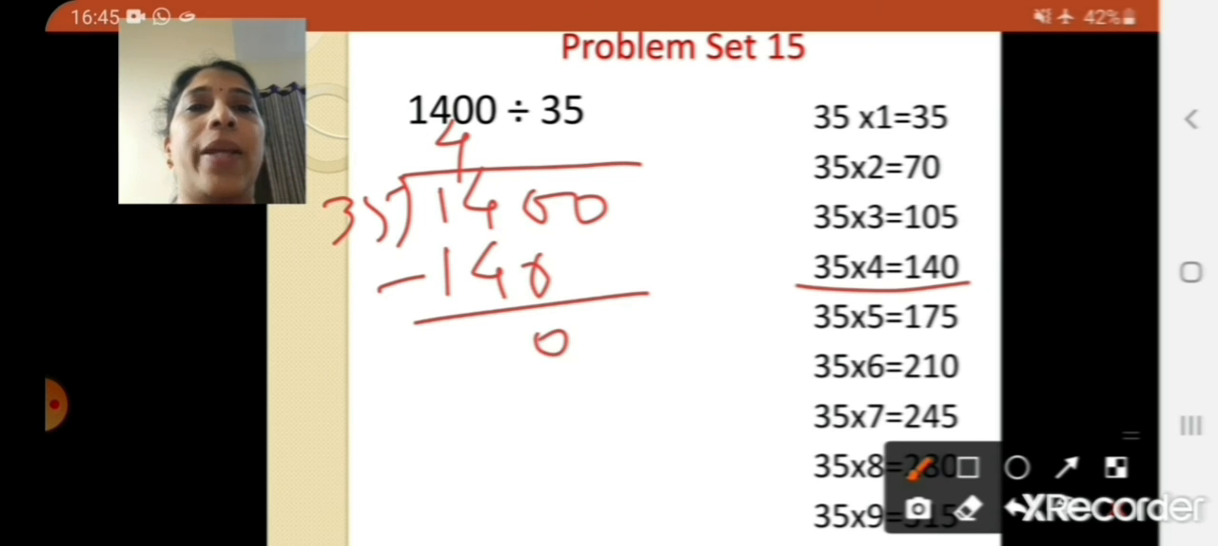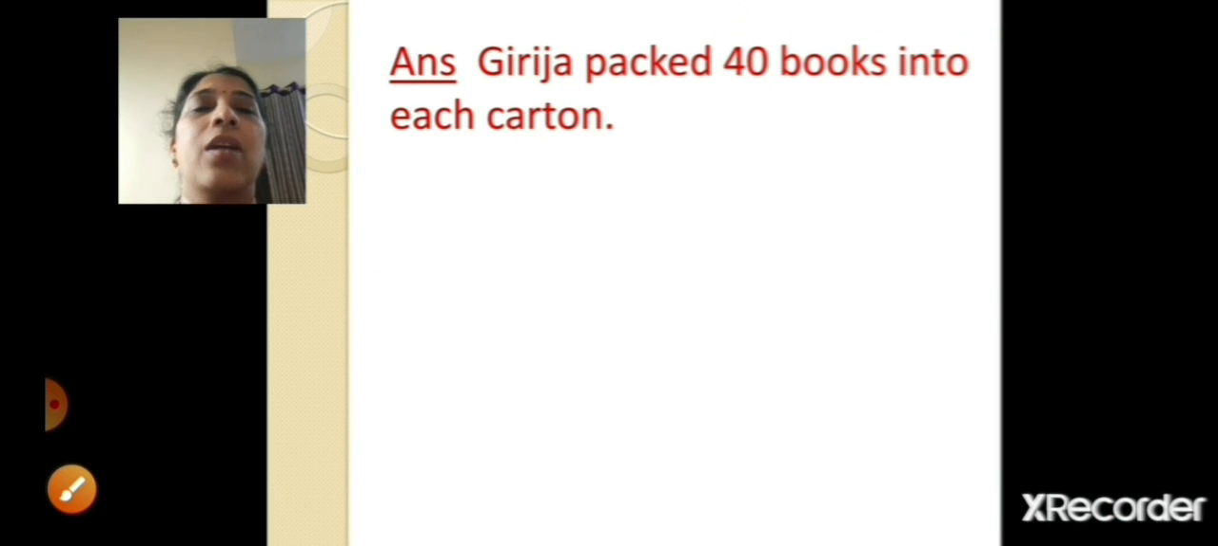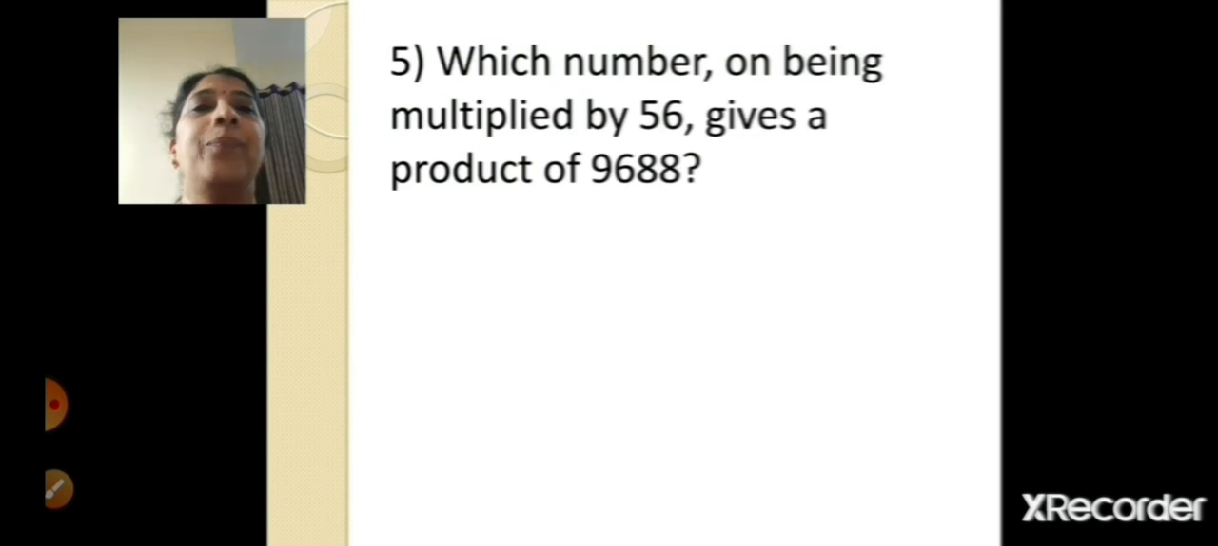So 0 minus 0, 4 minus 4 is 0, 1 minus 1 is 0, and this 0 you are taking down, so you are going to write it up also, right? So there will be 40 books, right? So you will frame the statement as Girija packed 40 books into each carton, right children? Now let's move to the next sum.